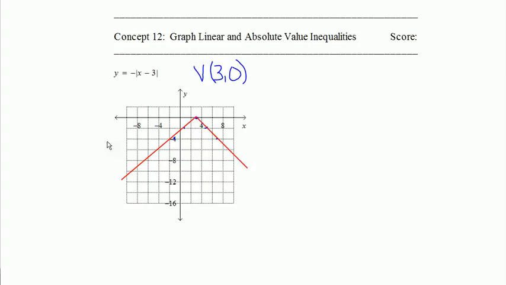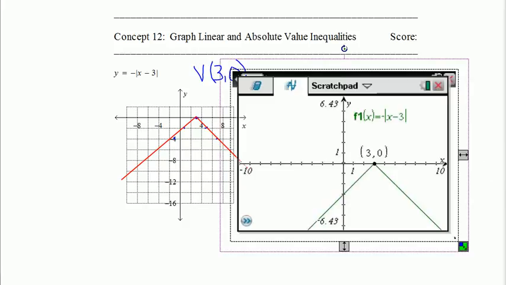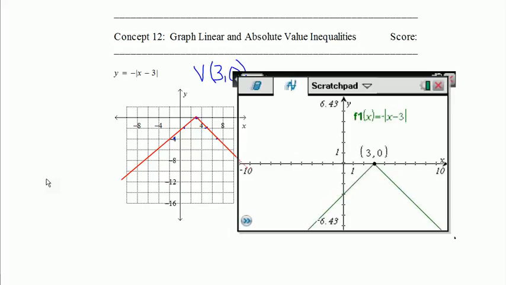Again, if I wanted to check this, I could pop this into the Inspire and get a graph that would check that. Notice the vertex, the maximum value under the analyze. You can analyze these graphs and look for maxes and mins. This one has a maximum value at 3 comma 0, just like ours does. Also notice that it should have the same y-intercept, so we are good to go.